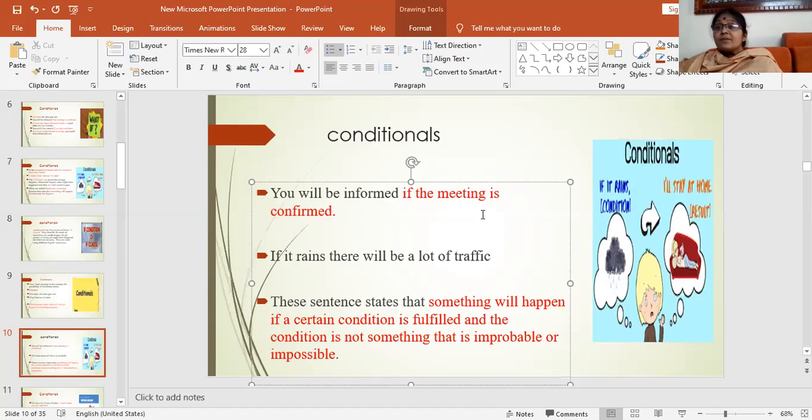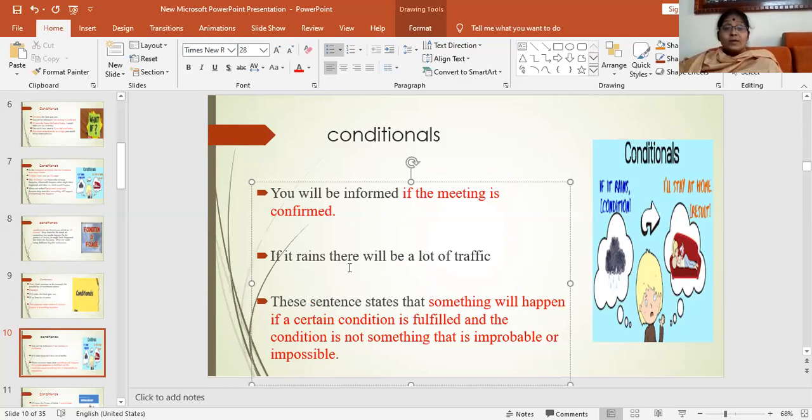This is not something that we cannot do. We can do it, right? If it rains, there is a probability that there will be traffic, right? So probability is there. I may or may not inform, or the traffic may or may not be there. But we know that if this happens, I will inform you. Or if this happens, most of the time there is traffic on the road. So these sentences state that something will happen if a certain condition is fulfilled, and the condition is not something that is improbable or impossible, right?